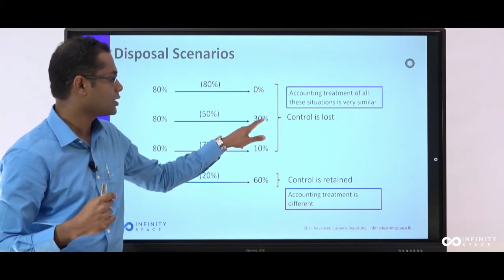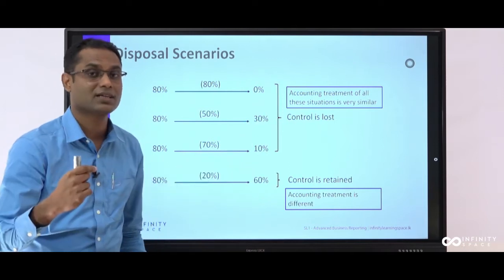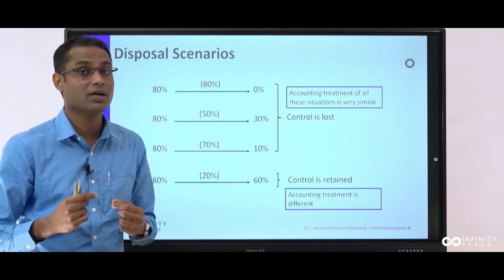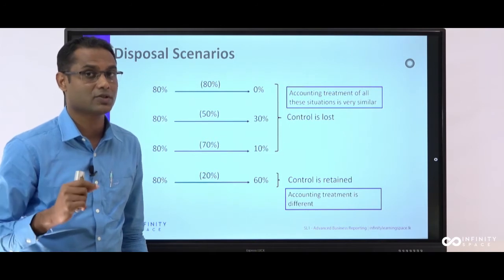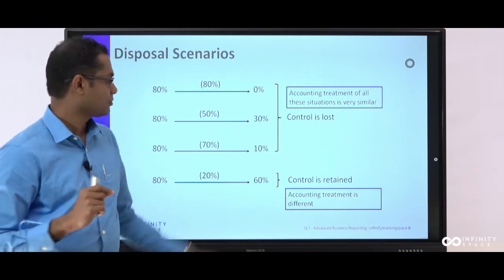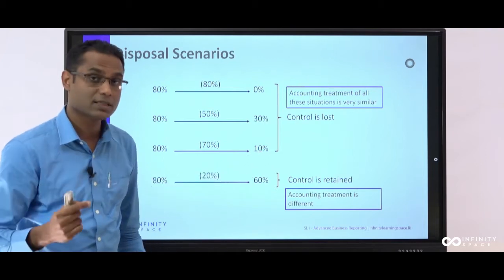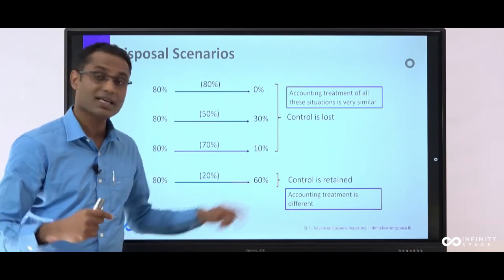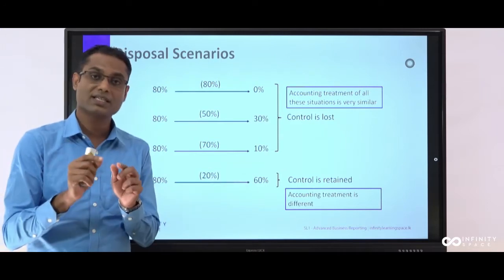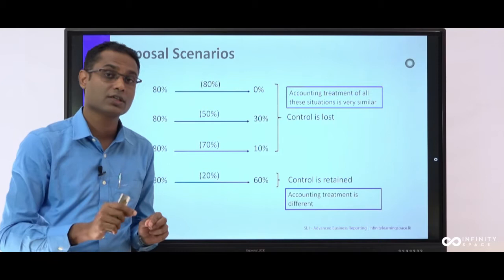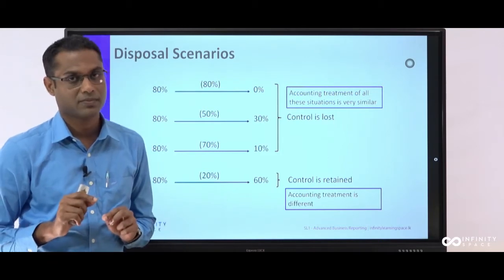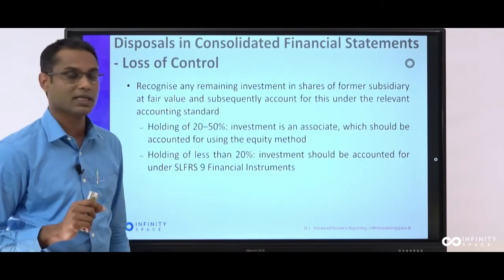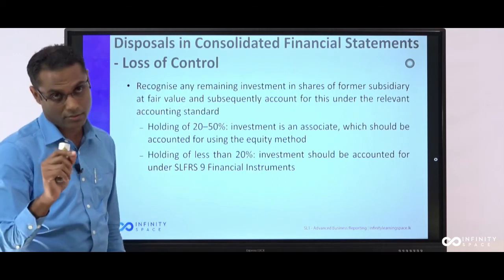If the scenario is this, after the disposal date you account for that as an associate. Normally having 20 to 50%, we believe that we have significant influence. So you have to account as per LKAS 28. Investment in associate, you have to apply equity accounting. If the scenario is this, after the disposal what you need to do is account for that as a simple investment. So you have to apply SLFRS 9. You might measure this equity financial asset at fair value through profit or loss or fair value through other comprehensive income, right? So what is mentioned here is recognize any remaining investment in shares of the former subsidiary at fair value on the disposal date.